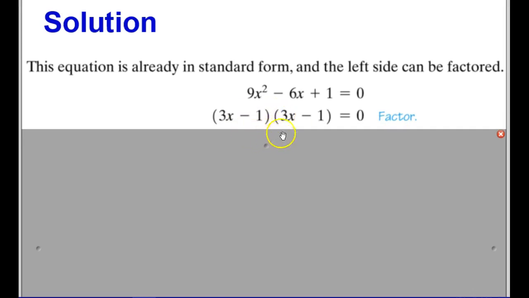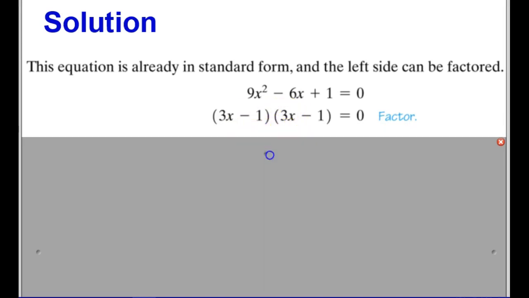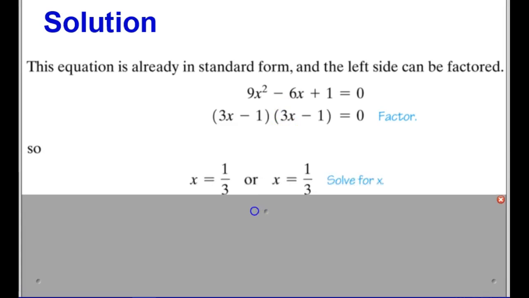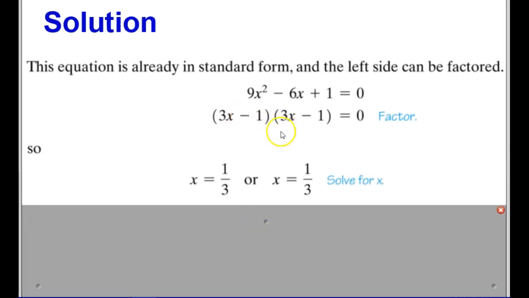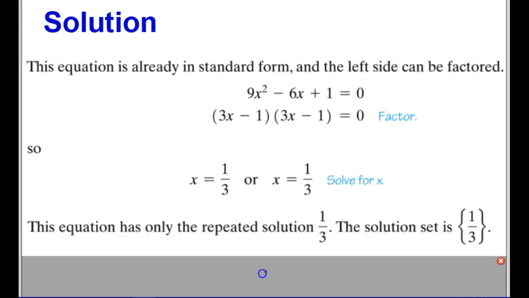So I end up with 3x minus 1 times 3x minus 1 equals 0. That's the same thing, so I just set up each piece equal to 0 and I solve for it. This is what we call a double root, because it's the same answer both times. It's just a double root.